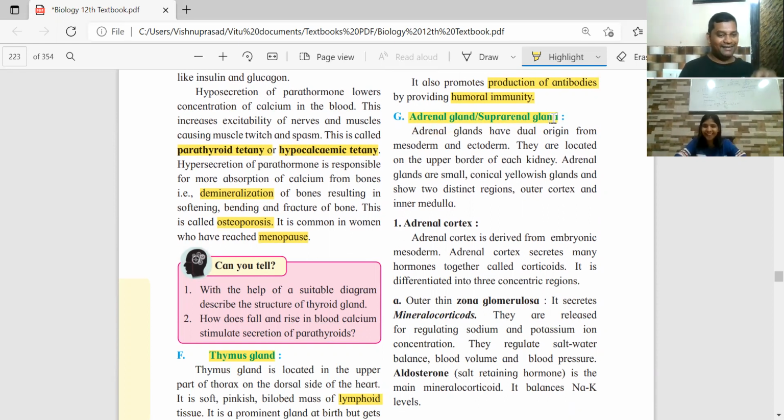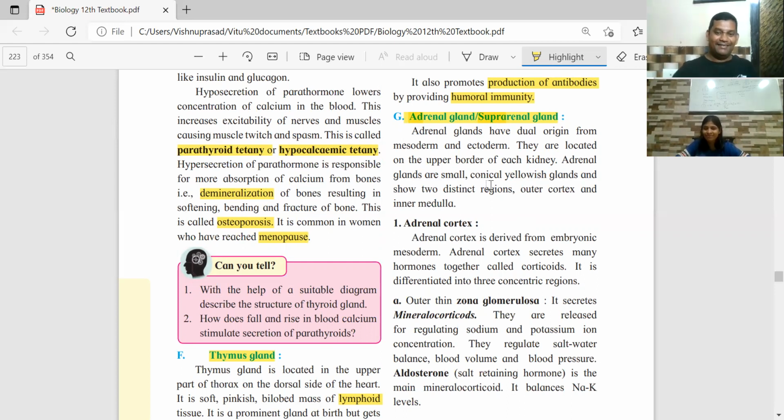Adrenal, also called suprarenal gland. Supra means above. So it is the suprarenal gland. Is it clear?